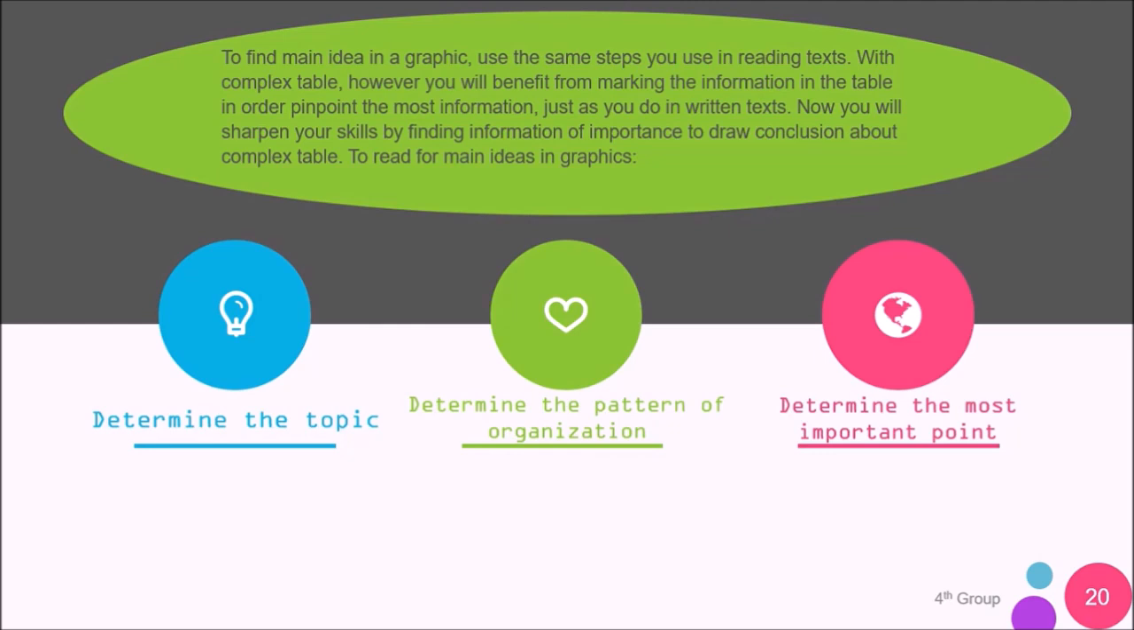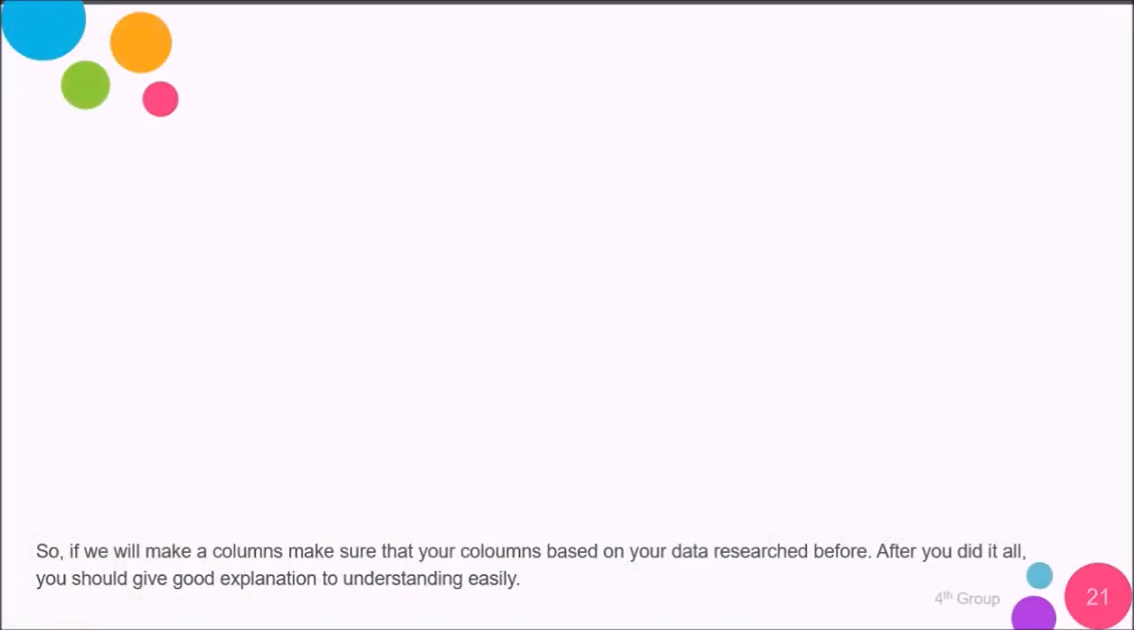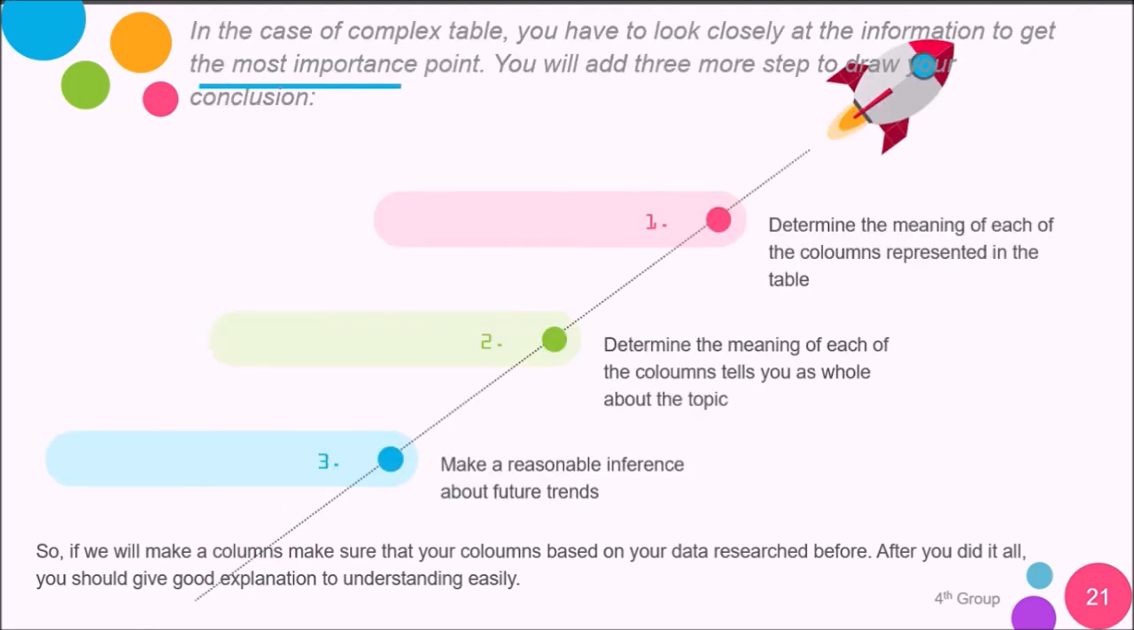Third is determine the most important point. In the case of a complex table, you have to look closely at the information to get the most important point. You will add 3 more steps to draw your conclusion. First is determine the meaning of each of the columns represented in the table. Second is determine the meaning of what the columns tell you as a whole about the topic. Third is make a reasonable inference about future trends.